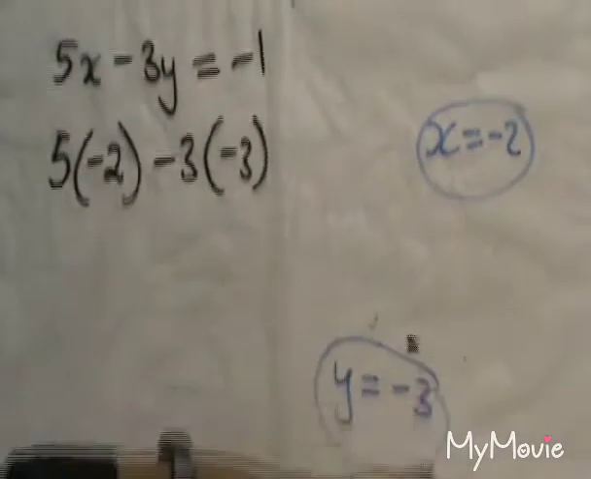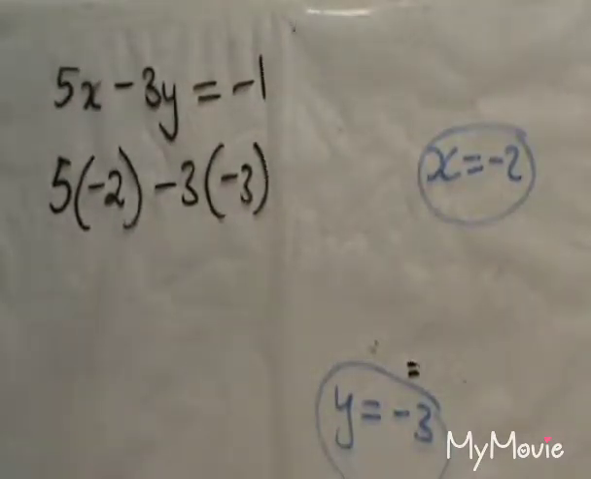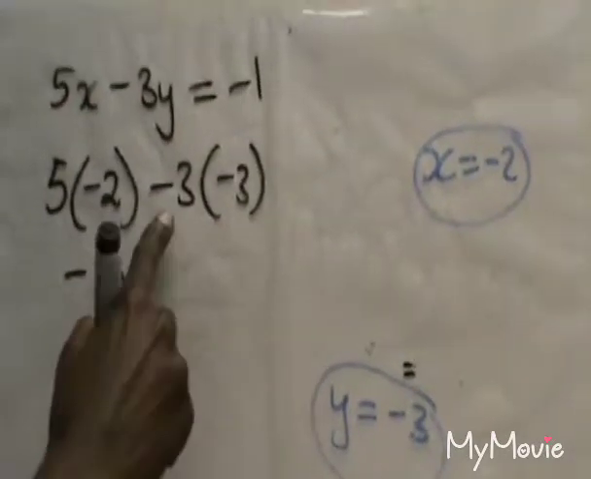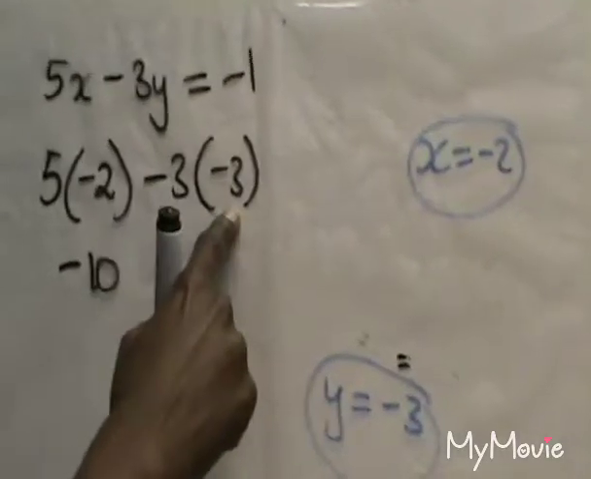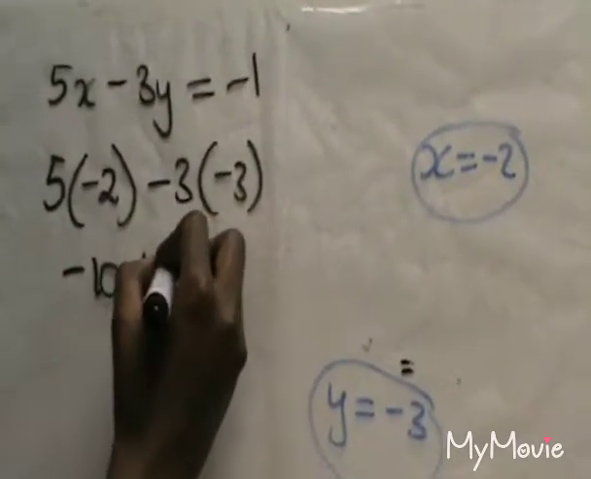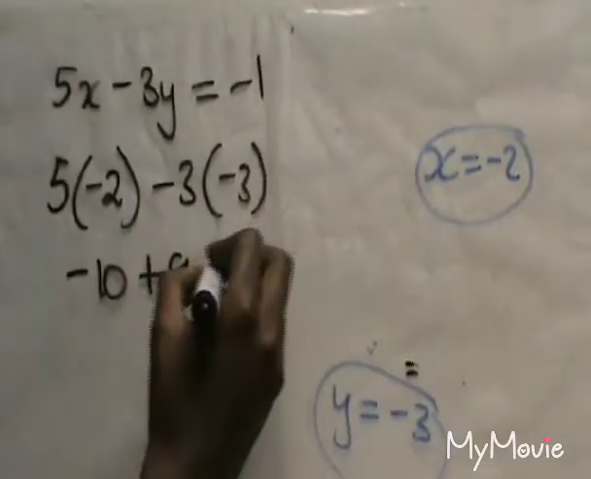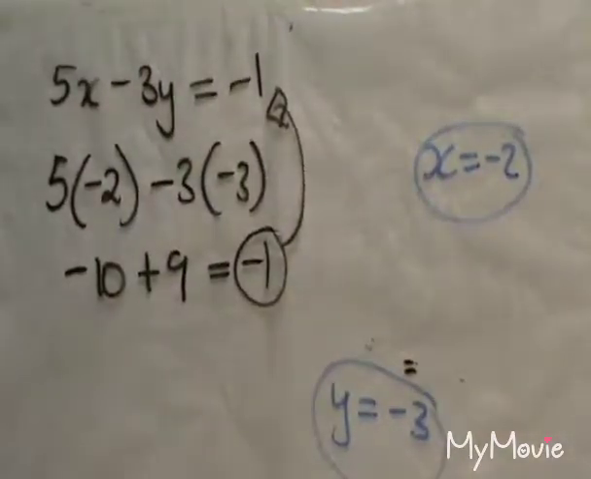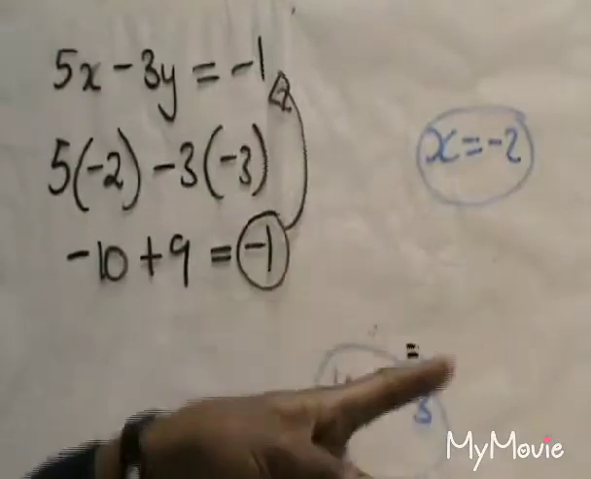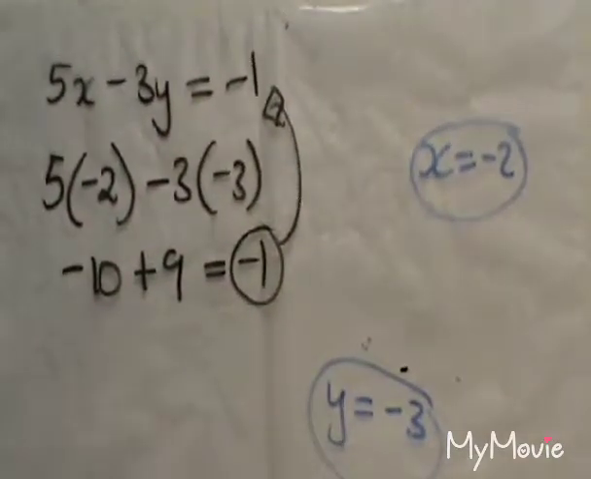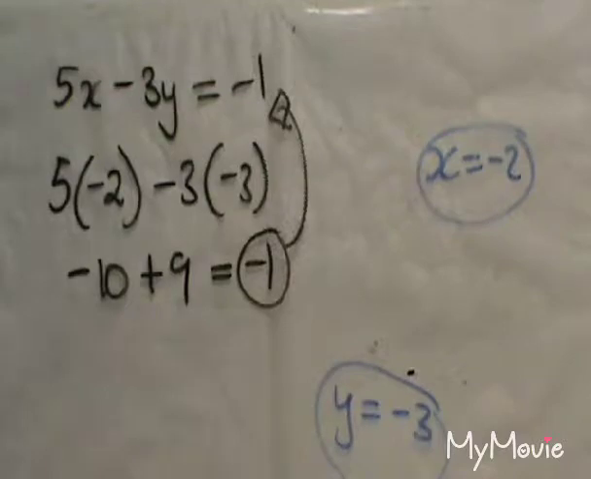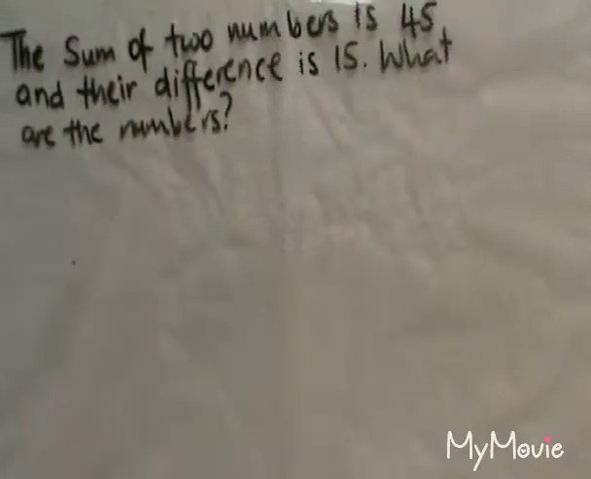If my solutions for x and y satisfy both equations, then those are the true solutions. So 5 times minus 2, this is minus 10, and then minus 3 times minus 3, this is positive 9. Minus 10 plus 9, this is actually equal to negative 1, which is what we wanted to check over there. So my solutions, x is equal to minus 2 and y is equal to minus 3, are indeed correct. Okay, and I've used Cramer's rule to work out a simultaneous equation. Okay, on to the next question.